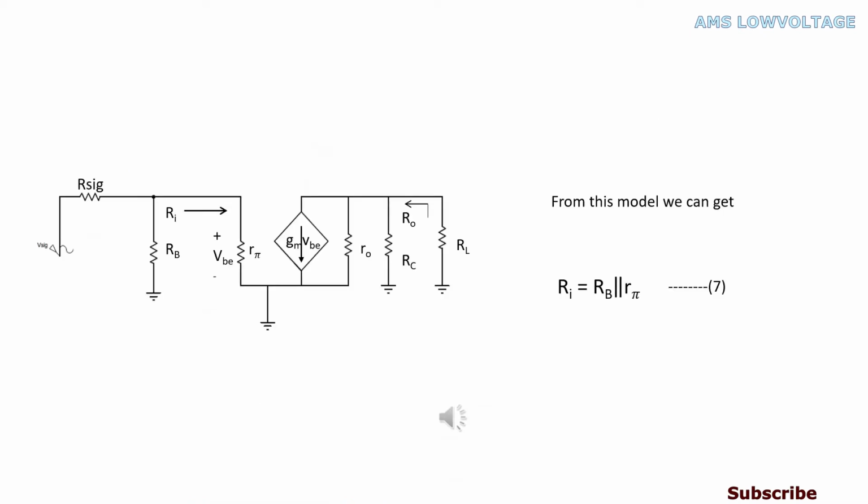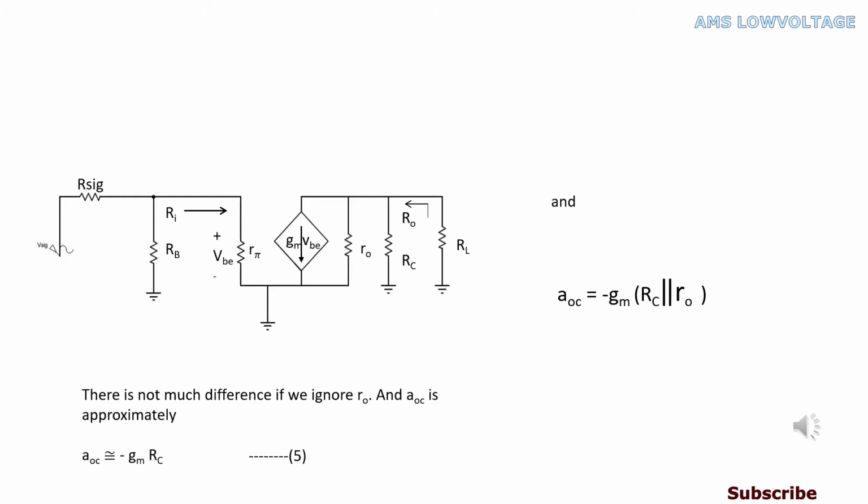Let's go find out. From this model we can get Ri is equal to RB parallel Rpi. And we know that Rpi is equal to beta over Gm, and Gm is equal to IC over Vt. From this model, we also get Ro is equal to Rc parallel ro. And we know that the open circuit voltage gain AOC is equal to minus Gm times Rc parallel ro, and there is not much difference if we ignore ro, therefore AOC is approximately minus Gm times Rc.